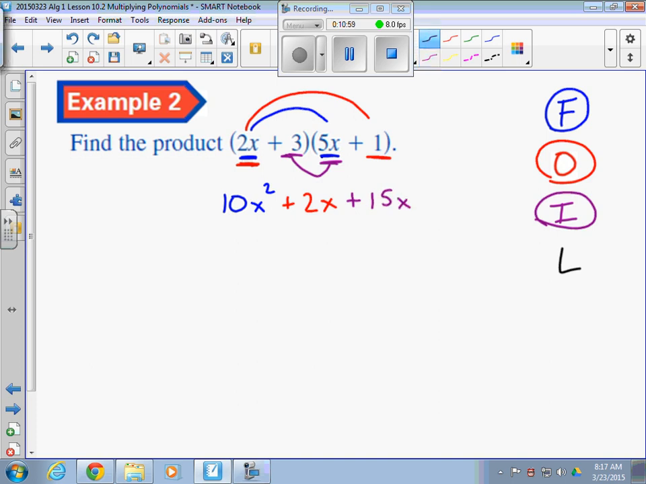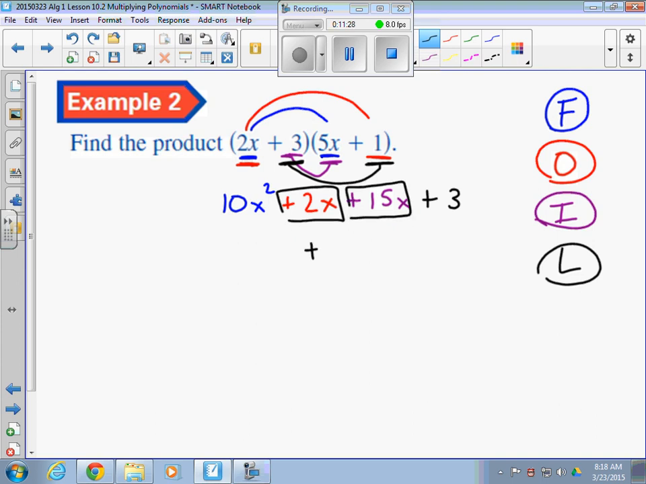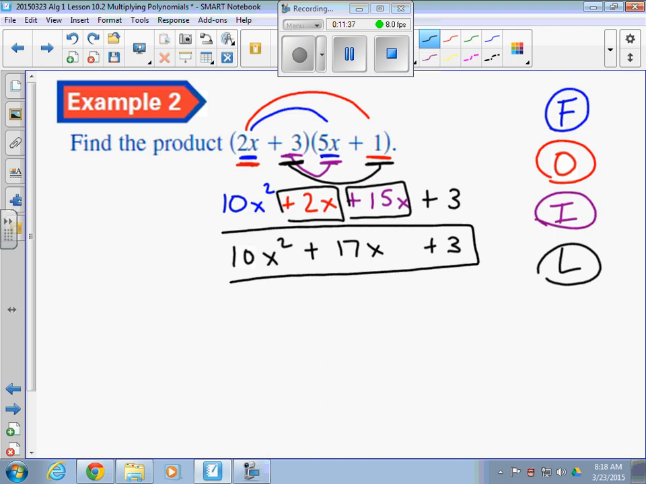And then L stands for the last two terms. If 2x and 5x were the first two terms, then 3 and 1 are the last two terms. 3 times 1 is plus 3. So now we multiplied everything by everything else: the first, the outer, the inner, and the last. The only thing you have to do from here is combine your like terms. Combine 2x and 15x to get positive 17x, and then bring the rest down. Plus 3 and 10x squared. FOIL: first, outer, inner, last.